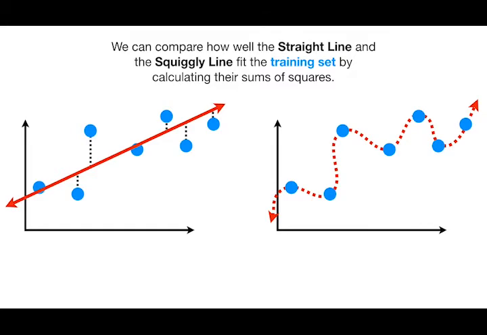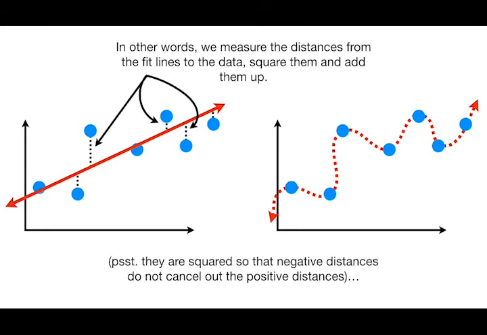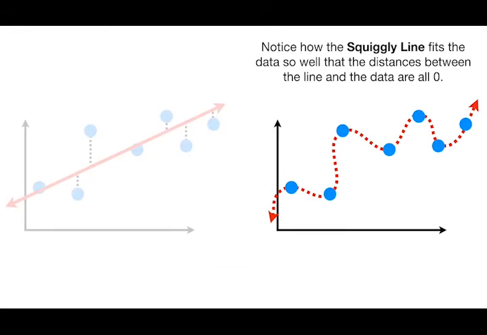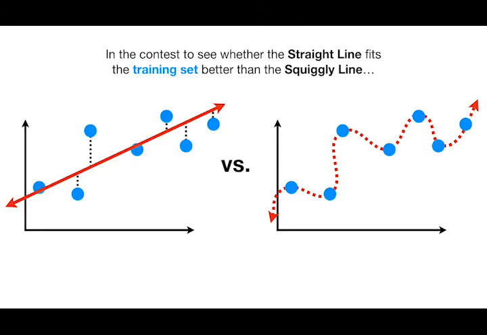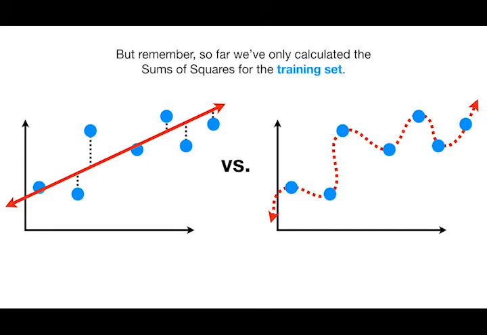We can compare how well the straight line and the squiggly line fit the training set by calculating their sums of squares. In other words, we measure the distances from the fit lines to the data, square them, and add them up. Psst! They are squared so that negative distances do not cancel out positive distances. Notice how the squiggly line fits the data so well that the distances between the line and the data are all zero. In the contest to see whether the straight line fits the training set better than the squiggly line, the squiggly line wins. But remember, so far we've only calculated the sums of squares for the training set.